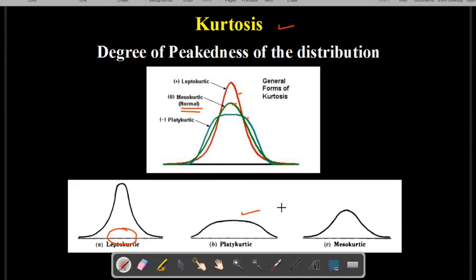These are all a general format. Our data curve can come in a different format, but for a good sampling or whatever data we are collecting, these criteria should be followed, then only it will be a good distribution or good data collection. That's why we are learning all these things. So these are the three types of kurtosis. How to measure the kurtosis?